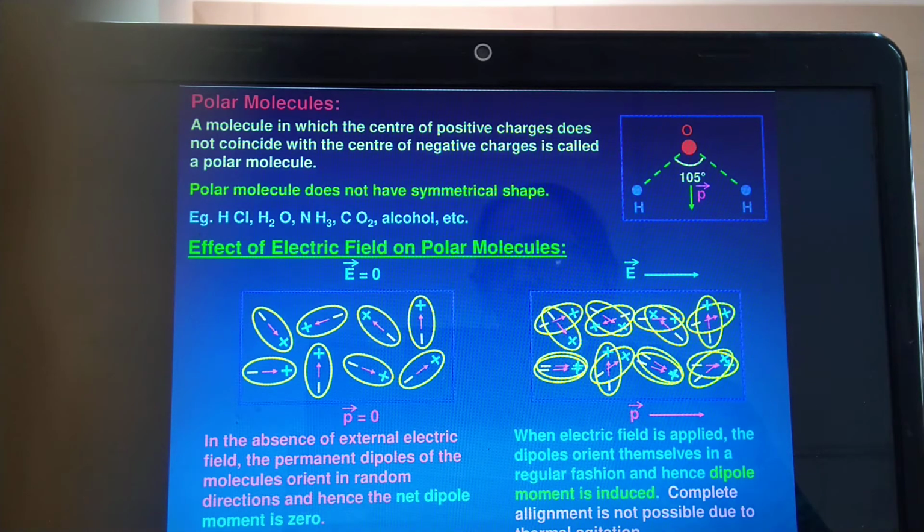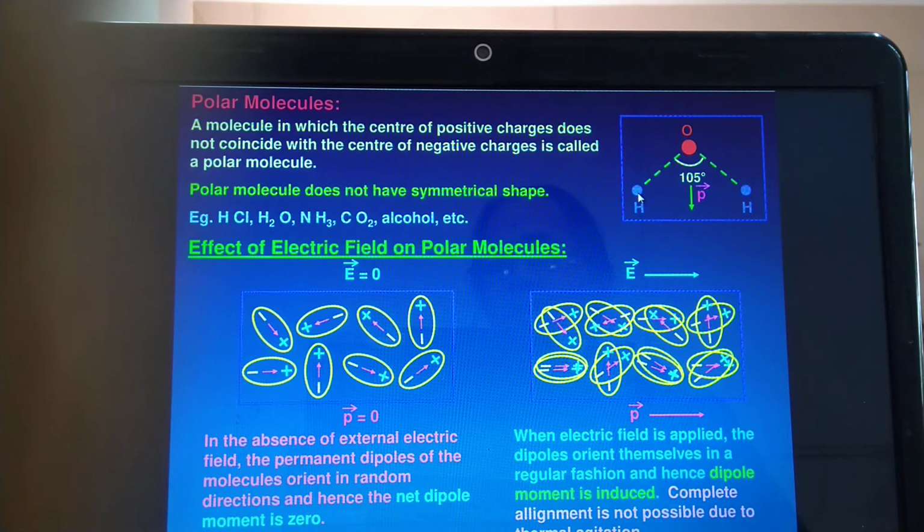Now, suppose I consider the example HCl. In that, H is the positive part and Cl is the negative part. So in HCl as a polar molecule, the center of positive H does not coincide with the center of negative Cl. The centers of the positive and negative parts are not coincident with each other, and when they are not coincident, we can say that the polar molecule does not have a symmetrical shape.